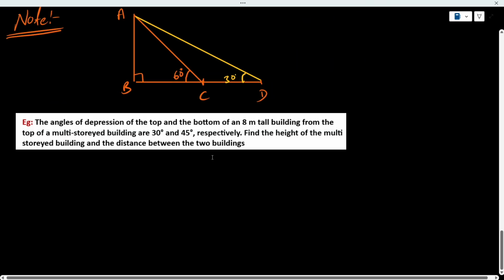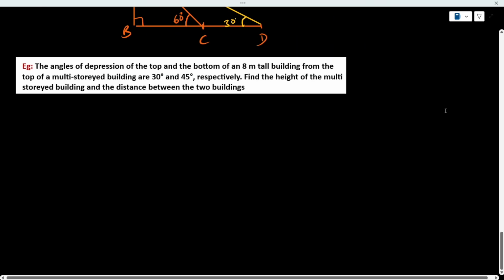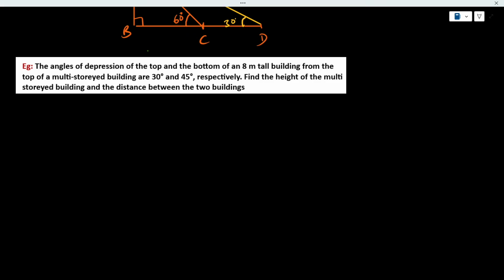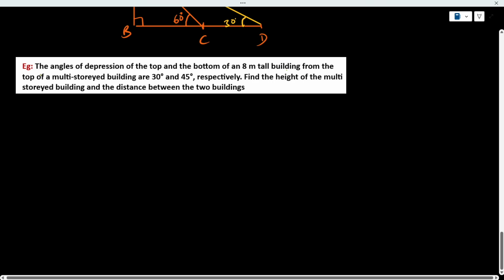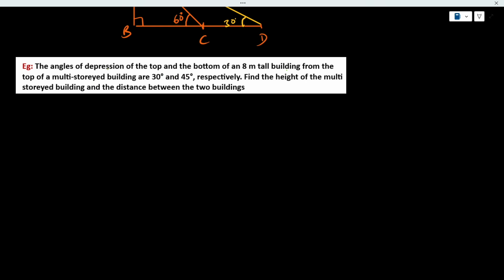Now this is your third example, which is based on the angle of depression. So what is written here? The angle of depression of the top and bottom of an 8-meter tall building from the top of a multi-storied building are 30 degree and 45 degrees, right? Now it's the angle of depression of the top and bottom of the building. So which is going to be taller? The multi-storied building, because the angle of depression is from here, right? So if I take this as the multi-storied building, which is AB, the angle of depression of the top and bottom. So what is going to be here? The 8-meter tall building will be this, right?